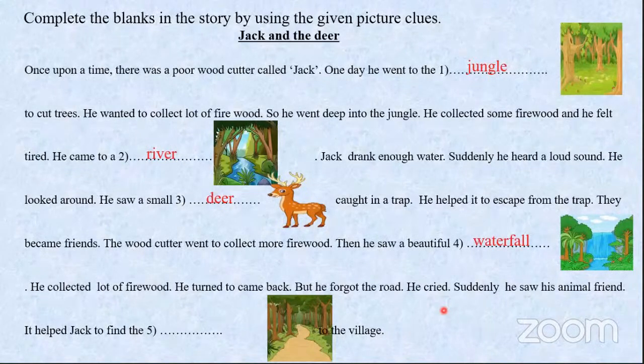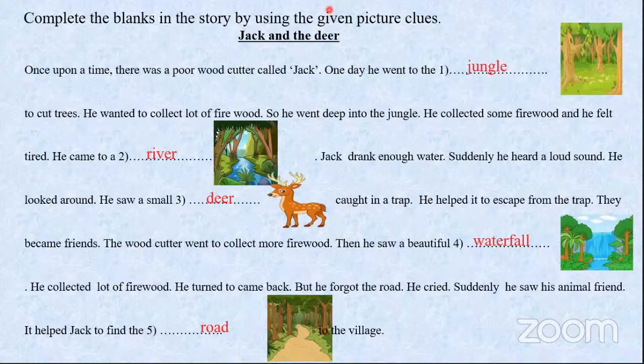Suddenly he saw his animal friend. එකපාර මෙයා දැක්ක මෙයාගේ යාළුවා deer, right? It helped Jack to find the road to the village, right? His animal friend, the deer, helped him to find the road to the village. එයාගේ යාළුවා deer මුවා එයාට උදව් කරා ගමට එන්න. Right. Okay, this is the story, a simple story.